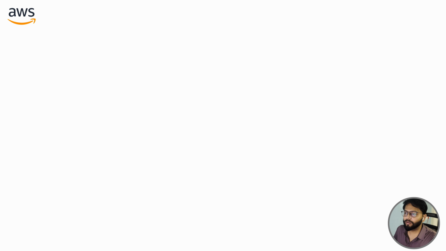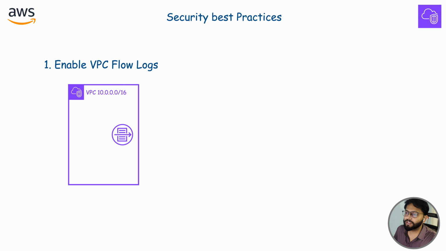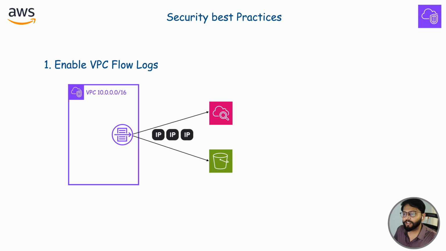You have got a working VPC. Now let's talk about securing it and optimizing the cost. Security best practices: enable VPC flow logs immediately. It will capture all the IP traffic. Store it in CloudWatch or S3. Essential for debugging and security audits.